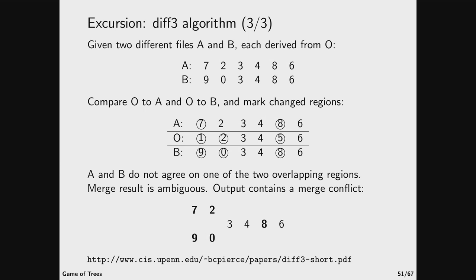And in that case, the algorithm can't decide what to do. It has two versions of changes that are not the same on either side. So it has to offer you both possibilities. And that's why you see these conflict markers in the output.